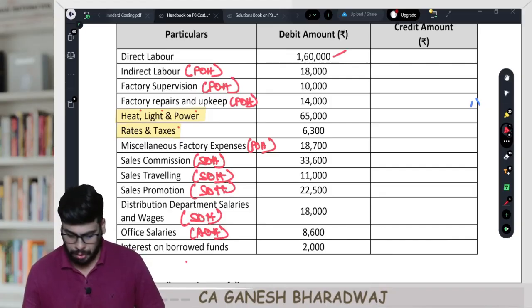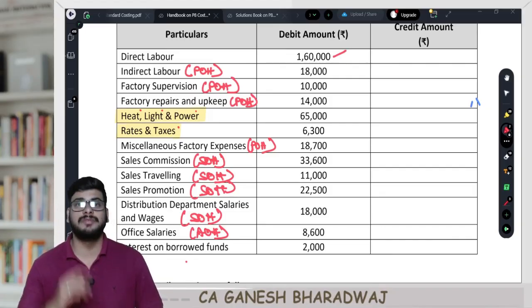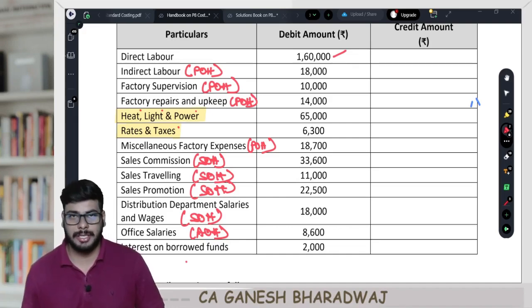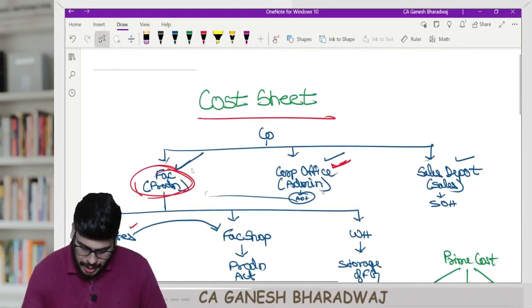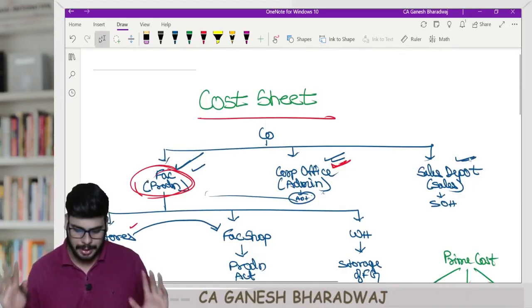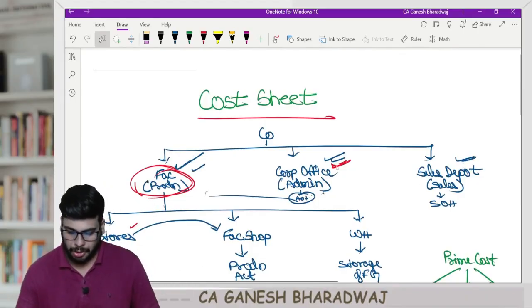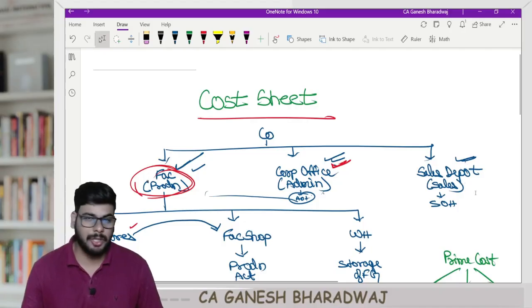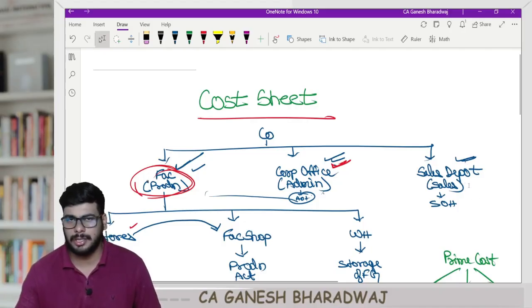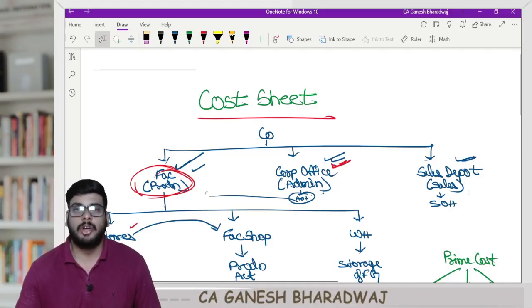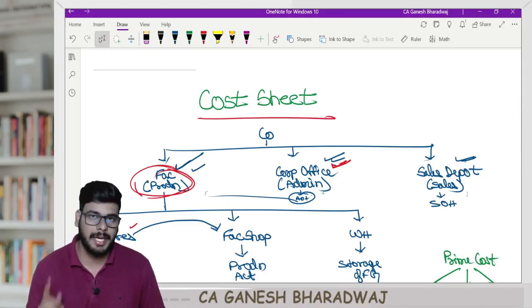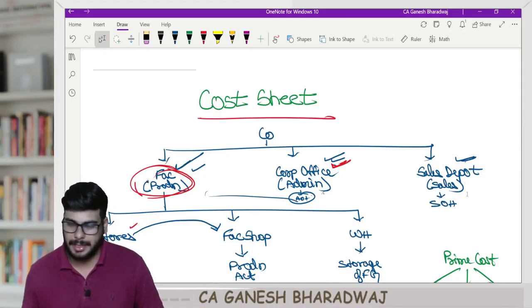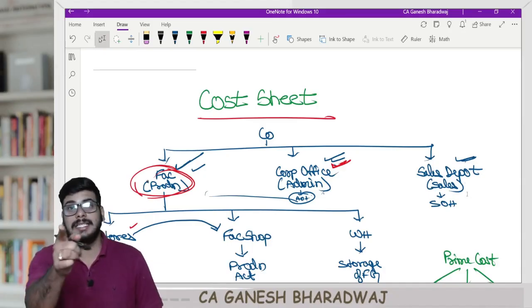Where will interest on borrowed funds come? Interest on borrowed funds will not at all come in our costing subject. Why? Because in our costing subject, only the costs incurred in any of these three locations will be considered. That is your factory or your corporate office or your sales depot. But for this, no other cost. Did you see interest and all in your cost sheet? Not at all. Here in costing, we only consider the operating expenses. Non-operating expenses are not considered in costing, they are considered in FM.